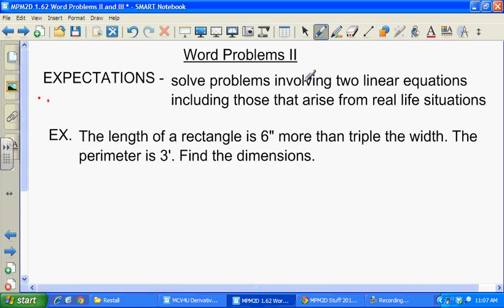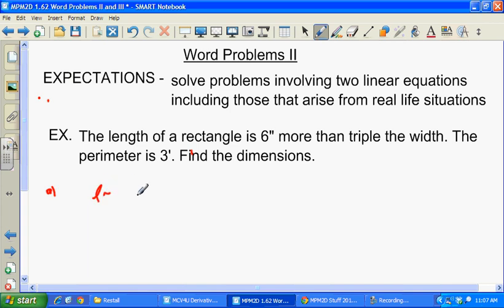Word problems 2. Solve problems involving 2 linear equations, including those that arise from real-life situations. And this is the theme for this week. This example: the length of a rectangle is 6 inches more than triple the width. The perimeter is 3 feet. That means feet, that's inches. Find the dimensions. Well, if I just follow my word problem-solving, I'm going to let the variables represent the things that I want to find.